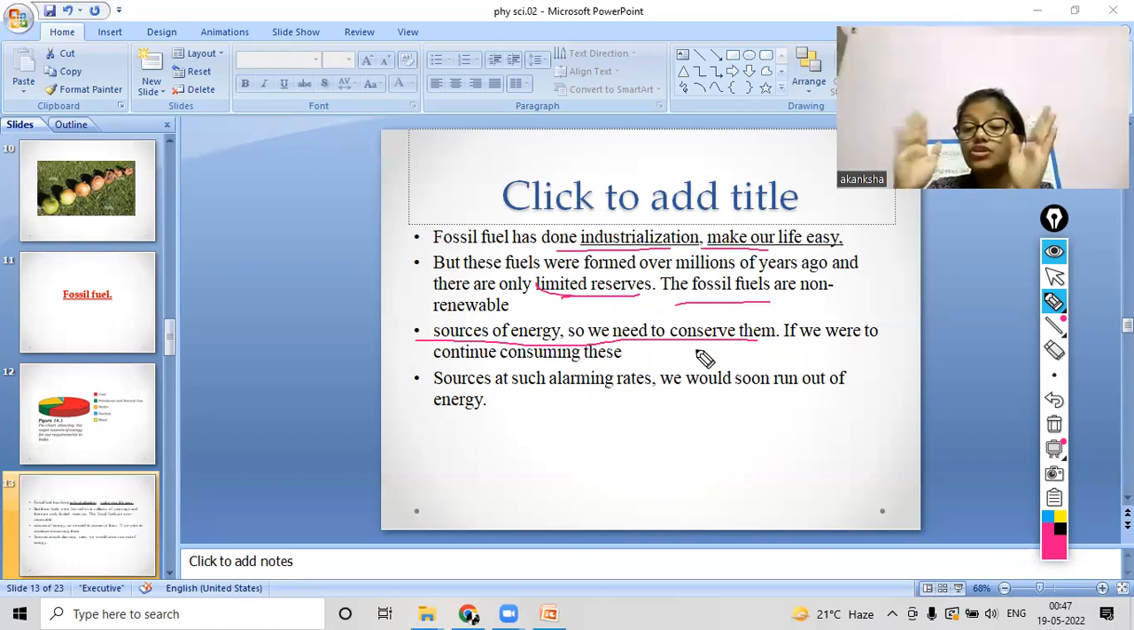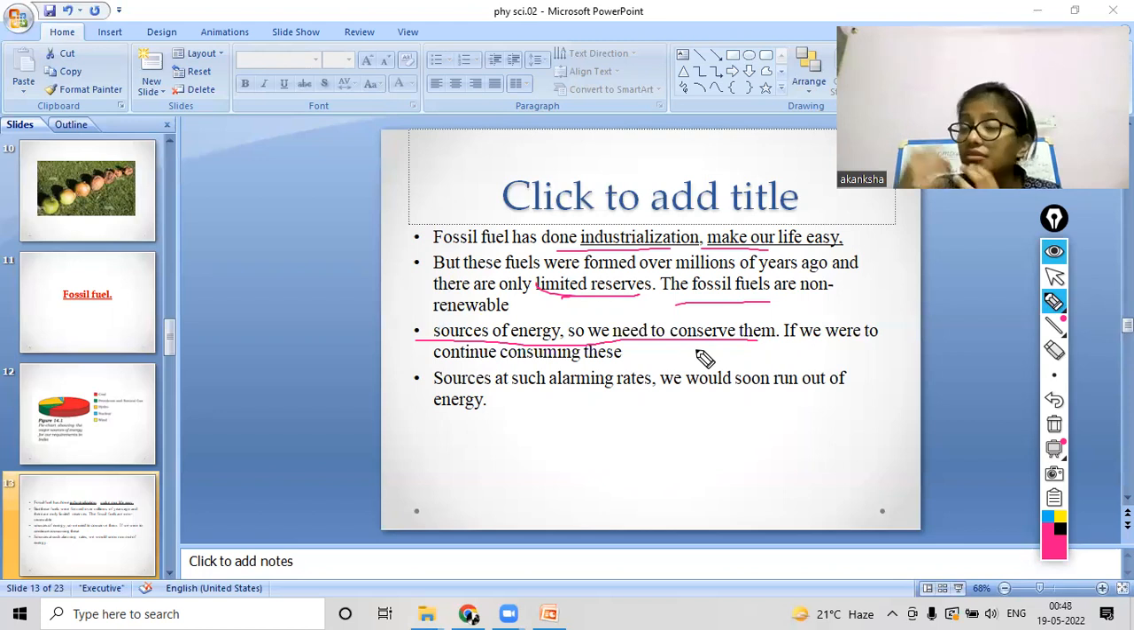That is why we need to conserve them, because if we do not conserve them, they will finish in no time, and we need them for various works. So we need to use these fossil fuels in a very sustainable way, in a very clever way, so that they do not get finished so easily.